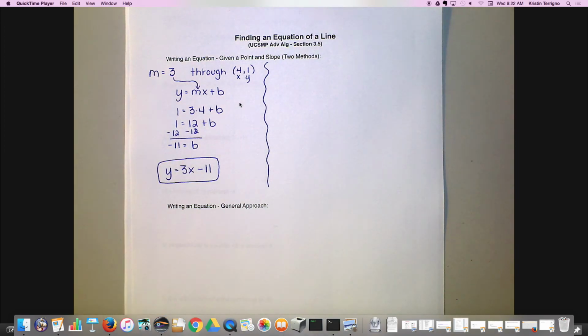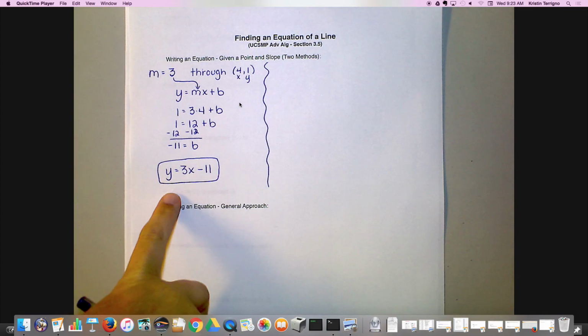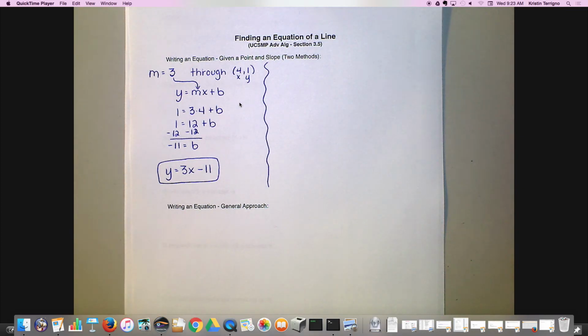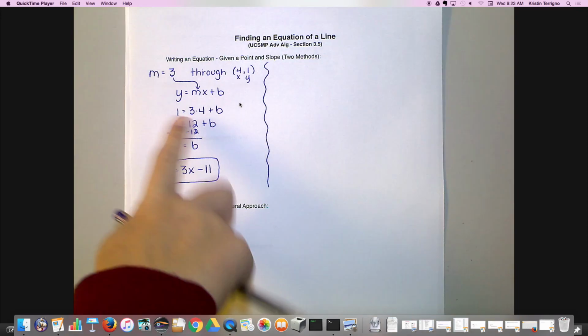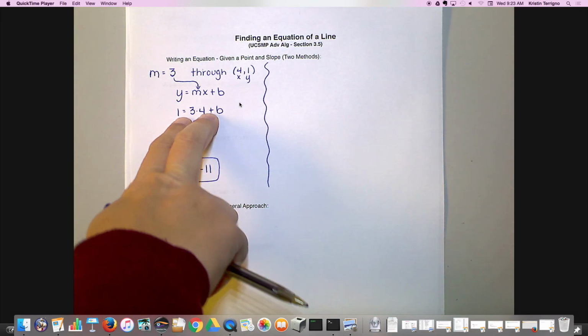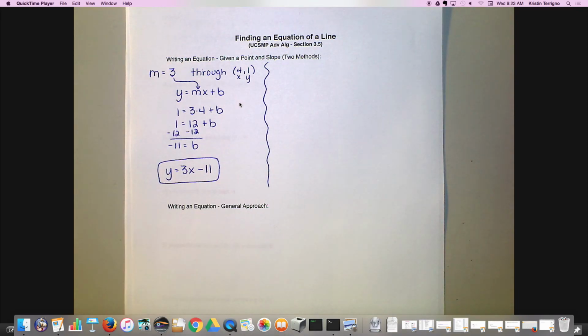So really what you're doing here is you're starting with that frame of mx plus b. You're plugging in your slope, and then you have a coordinate, so you can plug that in for y and x to find your b value. You just want to make sure when you write your final equation that you pull that coordinate back out, because the 4 and the 1, you don't want to leave those as part of your equation forever. Good? Feel okay about that?